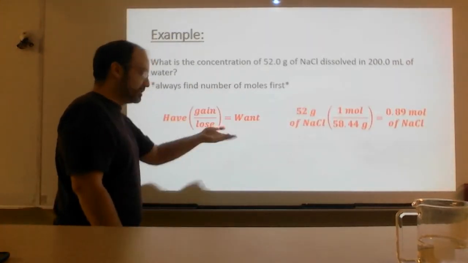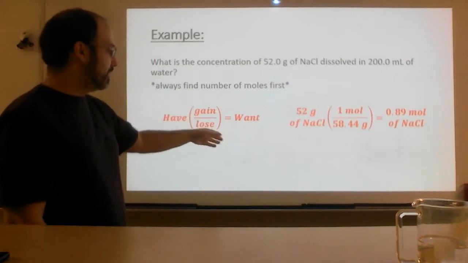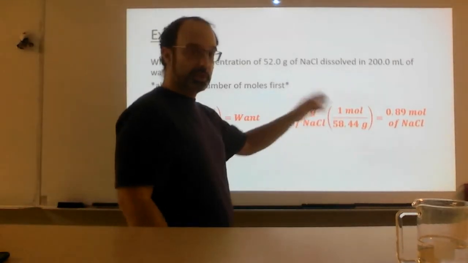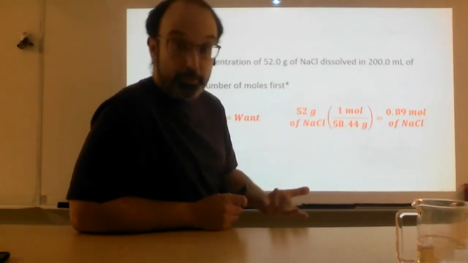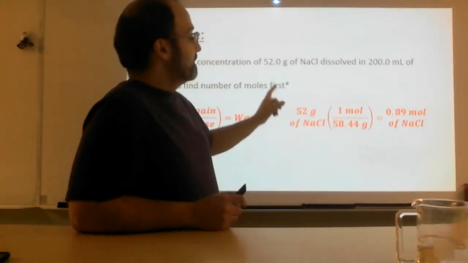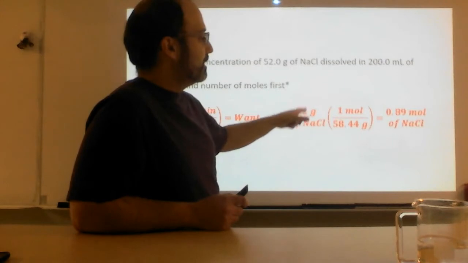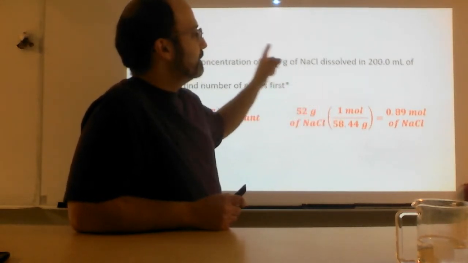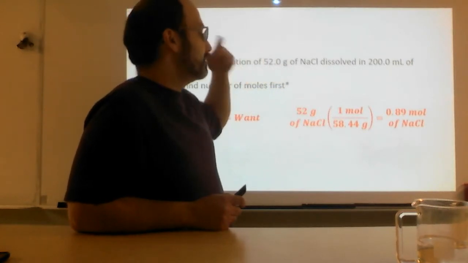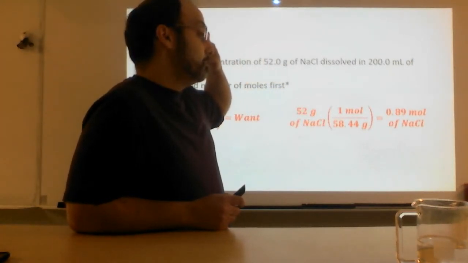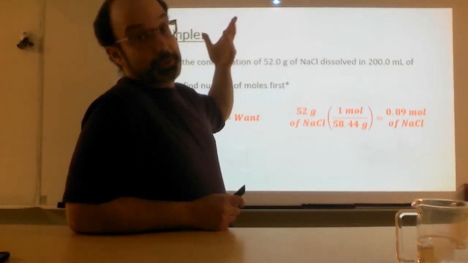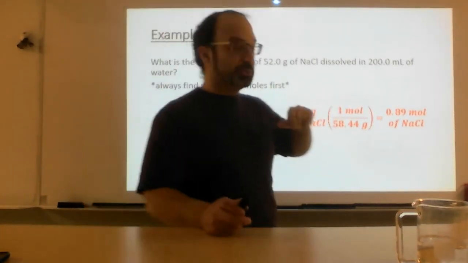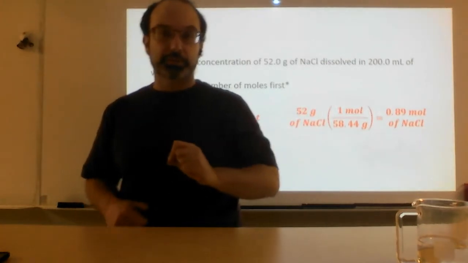Okay, here's our conversion matrix. Have, want, gain, lose, the whole thing. We've done it before. Here we go with the setup. We're going to need our periodic table. We're going to pull it out and look up the molar mass. Remember that. 52 grams of NaCl, 1 mole divided by 58.44 grams, because chlorine is 35 and sodium is 23. You do that math, you're going to get 0.89 moles. So we're less than a full mole.